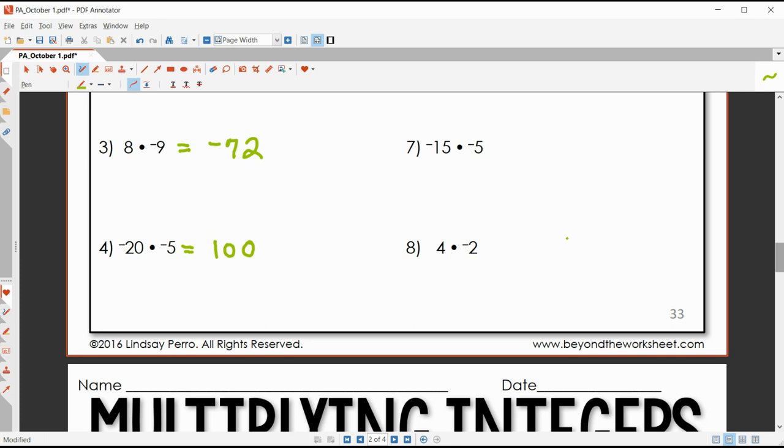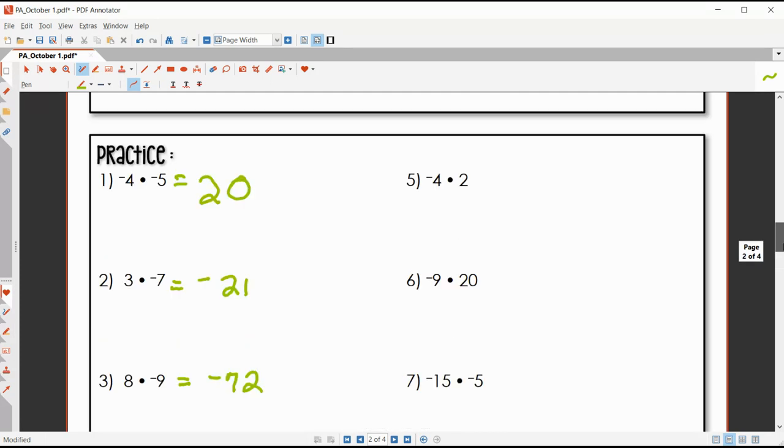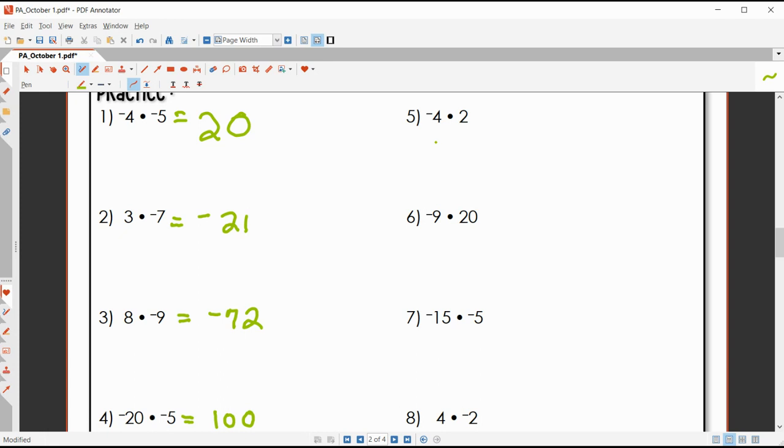So let's see what we have over here. We have -4 times +2. That will be -8. We have -9 times -20. I'm sorry, times +20, which will be a -180. We have -15 times -5. That would be positive 75, because a negative times a negative is a positive.